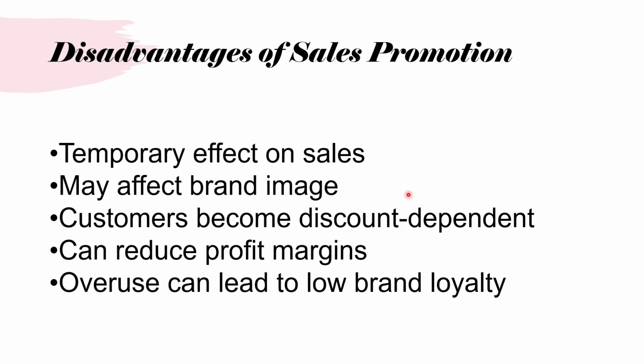Like if you see repeated 50% off, then sales can reduce the premium image of a clothing brand. Then there are customers that become discount dependent. So some customers only wait for the discounts to come and avoid buying at the normal prices. Like in case of electronic goods, the customers often wait for Amazon festive season instead of buying it anytime. It also reduces the profit margins because free gifts, discounts and coupons reduce the company's profit.